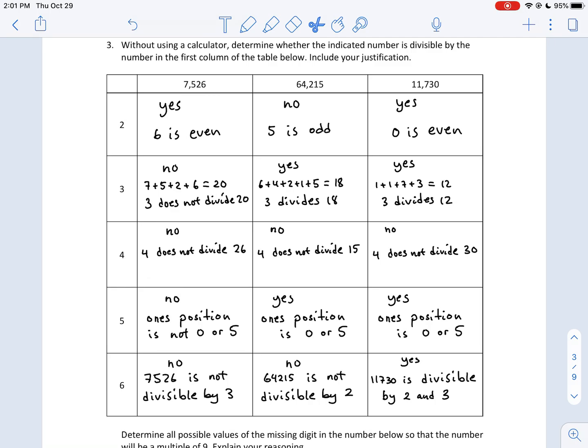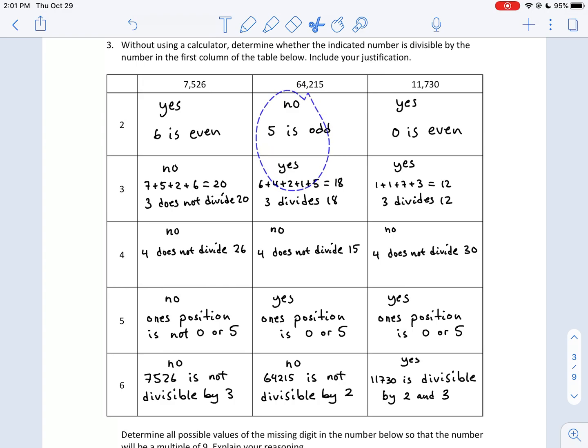And to be divisible by 6, well, 6 factors to 2 and 3, and 2 and 3 are co-prime, so you really just have to see if it follows the rules for 2 and 3 both. Well, this first number is divisible by 2, but it's not divisible by 3, so if one of these is a no, then the answer for 6 will also be no.